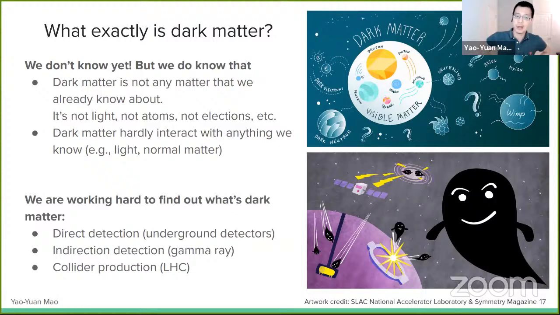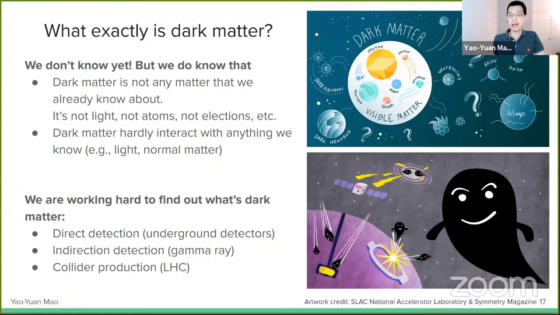But we don't really know what dark matter is. Through this evidence, we know that dark matter is not any matter that we already know about. It's not light, not atoms, not electrons, etc., not neutrinos. We also know that dark matter hardly interacts with anything we know. So they don't bounce off light, they don't bounce off regular matter, they don't absorb or emit light.